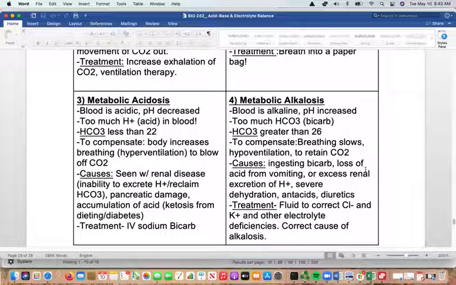So this is treated with fluid to correct the chloride and potassium ions, as well as other electrolyte deficiencies, and then looking to correct whatever else was the cause of the alkalosis.